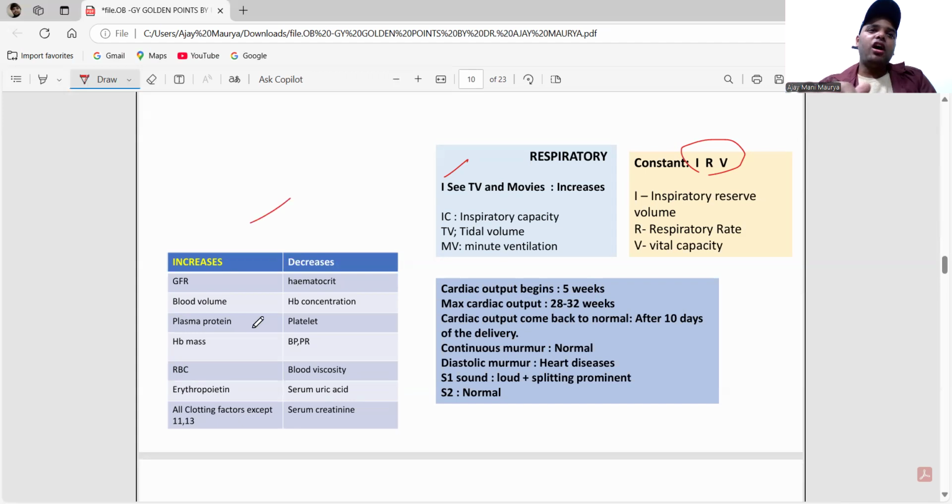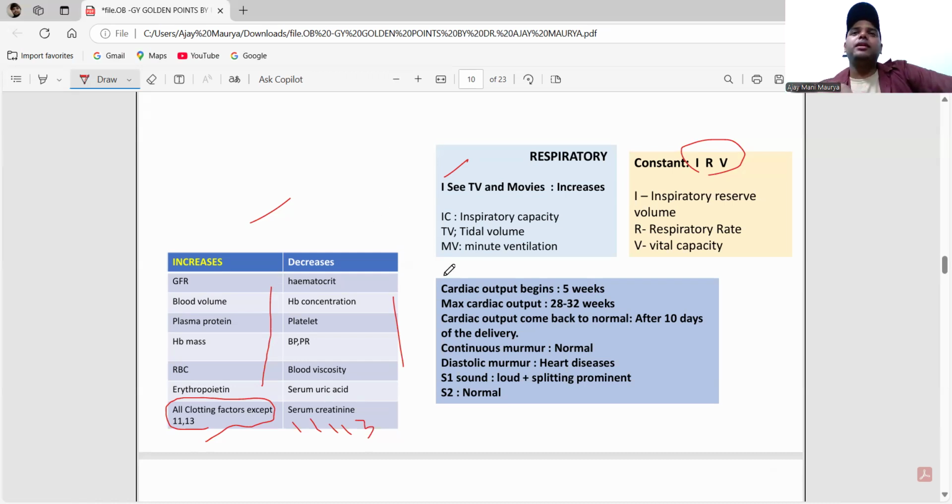Please remember here, guys, all the clotting factors are increased, except 11 and 13. Okay, all the clotting factors are increased except 11 and 13, which are decreased. Please remember what increases and what decreases here. GFR, blood volume, plasma protein, hemoglobin mass, RBC, erythropoietin are going to increase. Hematocrit value, hemoglobin concentration, platelets, BP, PR, and blood viscosity are going to decrease.